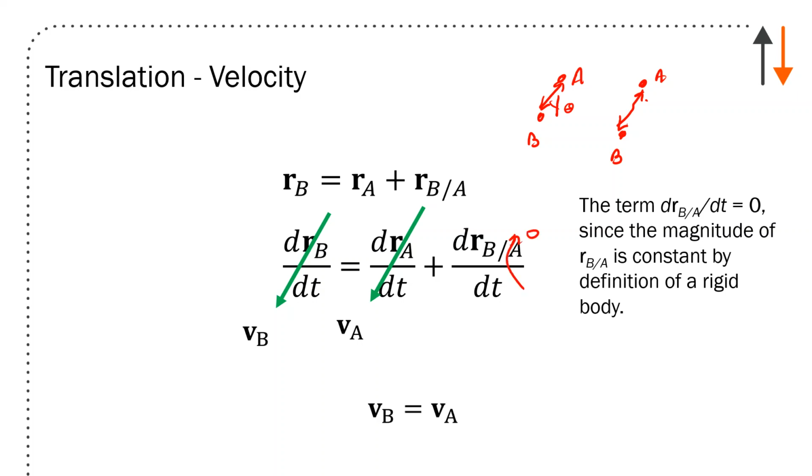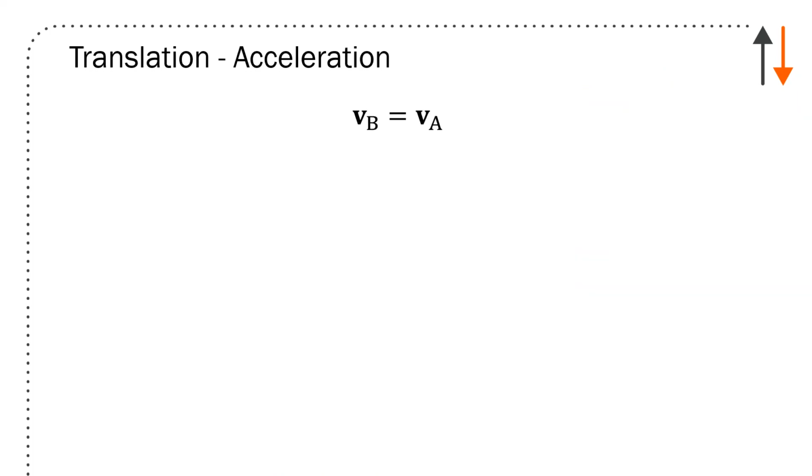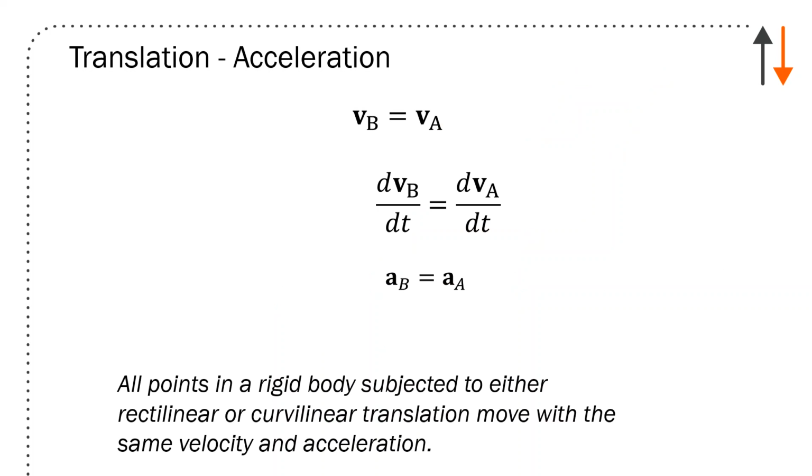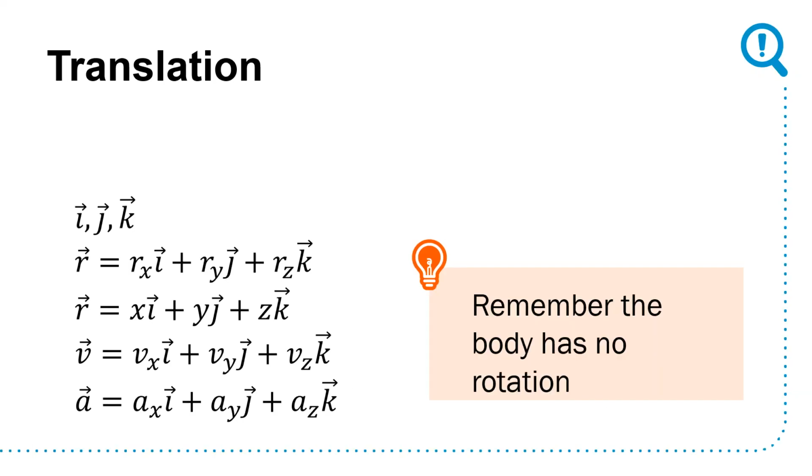And velocity of B is equal to velocity of A for the particular case of rigid body translation. If I do that with acceleration, I can take the derivative again and get the not surprising result that acceleration of B equals acceleration of A. So all points in a rigid body subjected to either rectilinear or curvilinear translation move with the same velocity and acceleration. And you end up with these expressions right here. So this is just a slightly more complex form of this.